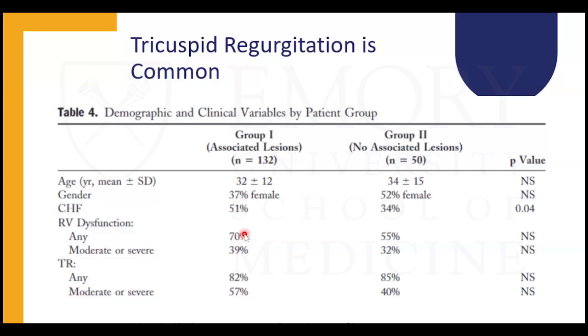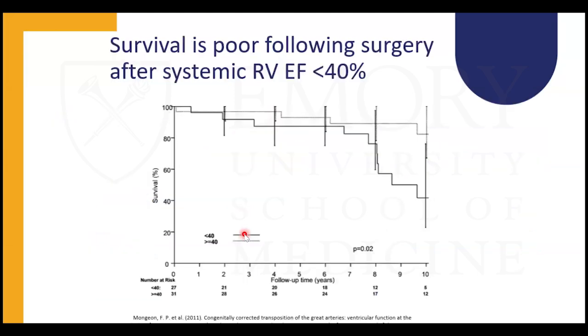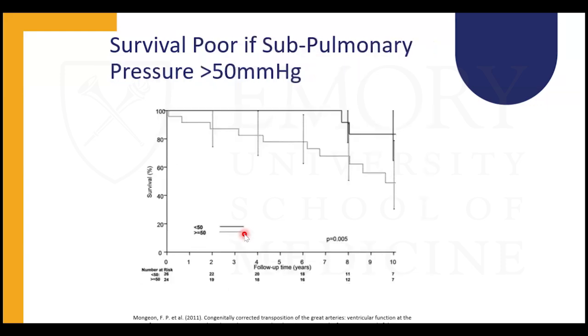Tricuspid valve regurgitation in congenitally corrected transposition is extremely common with or without associated lesions, with over 80% having any degree of tricuspid valve regurgitation. If we look at survival, it's worse if you let the systemic RV go below 40%. So the goal is to try to replace a systemic tricuspid valve for moderate or greater regurgitation while you still have an improved systemic RV function. Survival is also worse if the pulmonary pressures are over 50 millimeters of mercury.